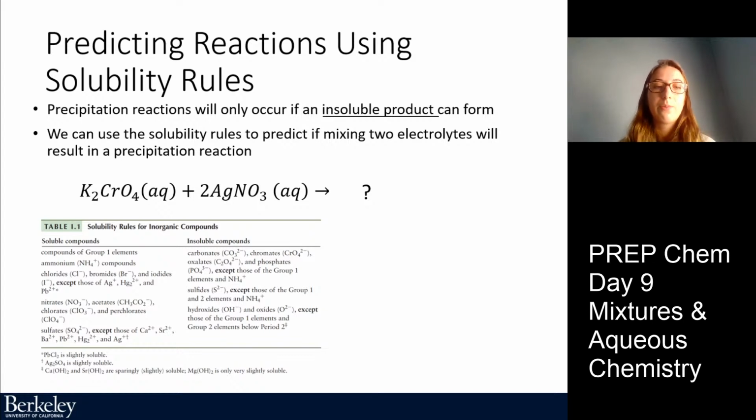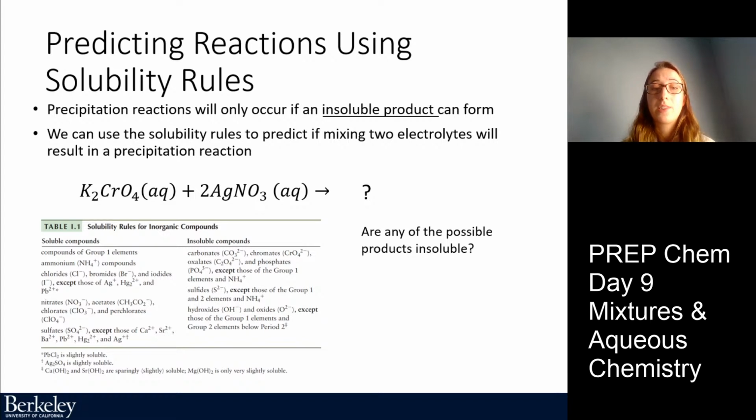So for example, we have this potential reaction where we have potassium chromate and silver nitrate in solution. Then we can ask ourselves, will a reaction actually happen? We know that we can use the solubility rules to determine this. So we'd want to ask ourselves, are any of the possible products insoluble?